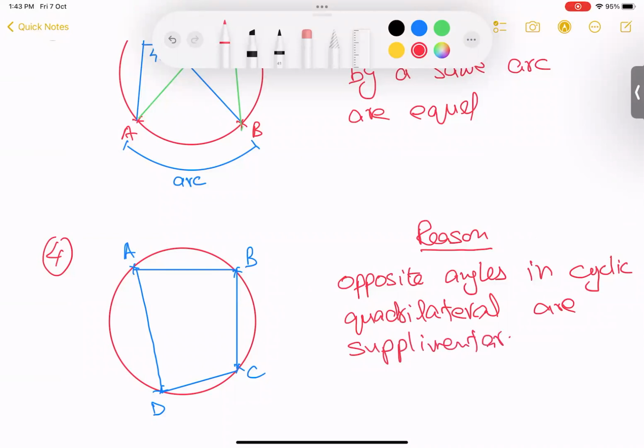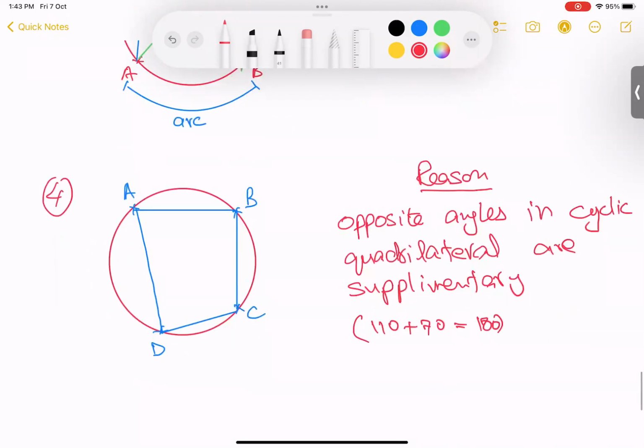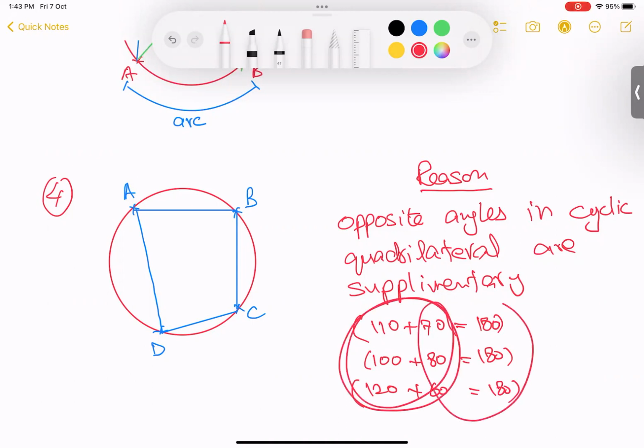Now you don't know what supplementary means. For example, if I add 110 plus 70, it gives us 180. So these two angles, 110 and 70, are called supplementary because they add to 180 degrees. Likewise, 120 plus 60 are also called supplementary angles. Whenever you add two angles and they give 180 degrees, those angles are called supplementary angles.